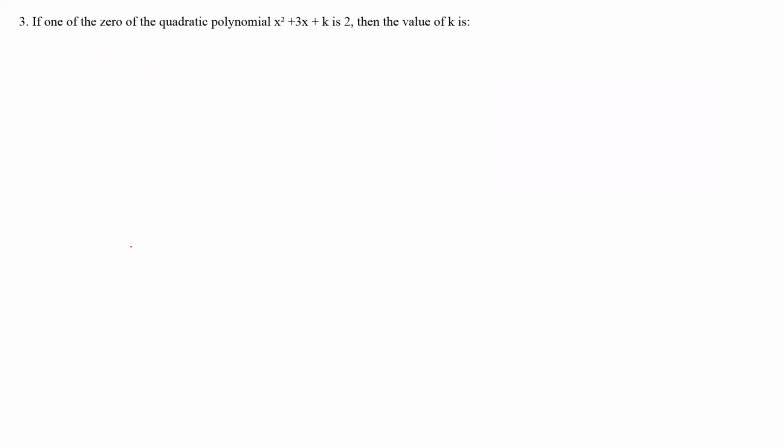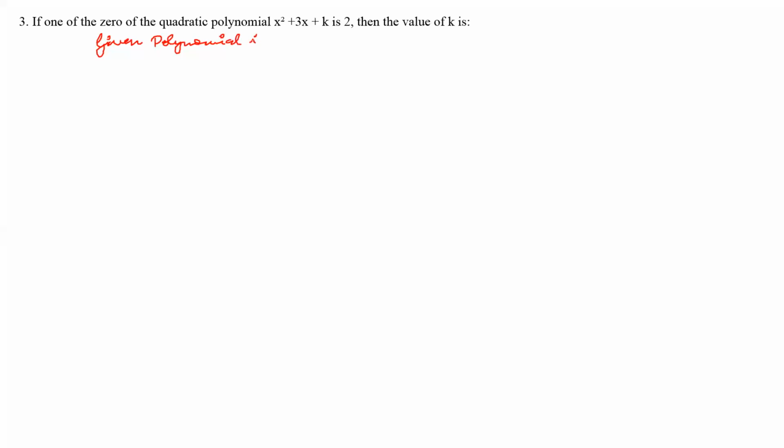See the third one. If one of the zeros of the quadratic polynomial x square plus 3x plus k is 2, then find the value of k. Again, you will have to find the value of k, like question number 1 which we solved, it is of the same type. So again, what will come here? Given polynomial.